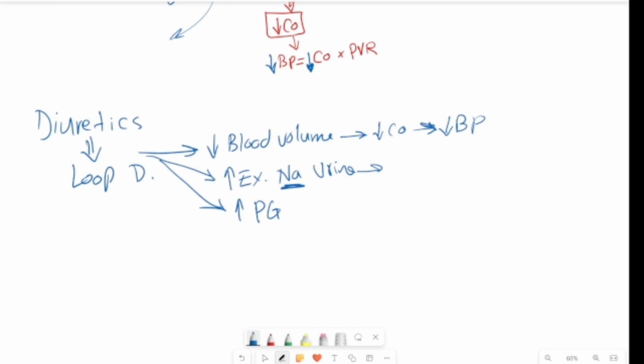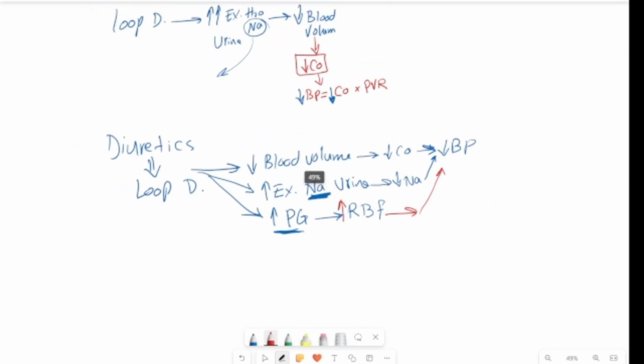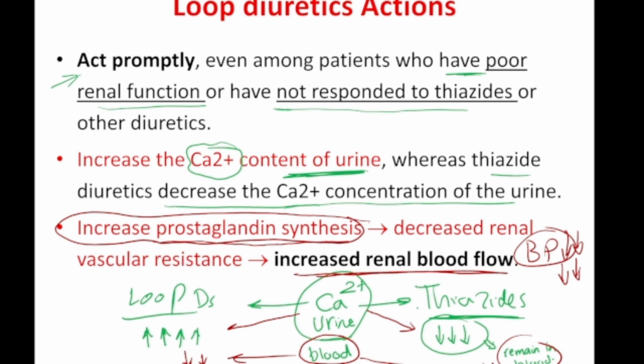Increase sodium concentration in urine. This will lead to decreased sodium in the blood, which also may participate in decreasing blood pressure. Increase prostaglandin synthesis, and what happens there? On the kidney level, this will lead to enhanced renal blood flow, and this may participate in maintaining blood pressure. So these are three mechanisms for loop diuretic to be involved in regulating blood pressure.